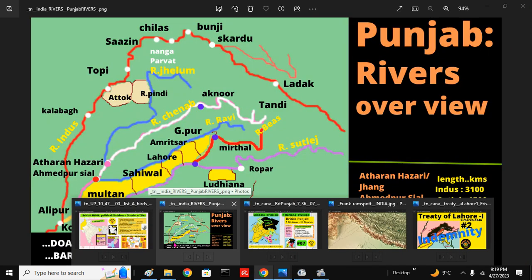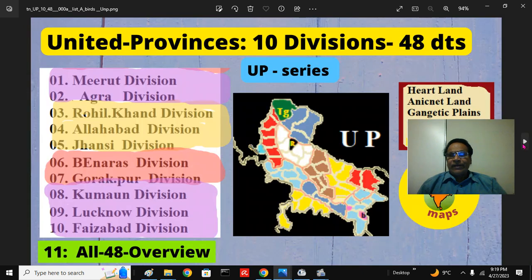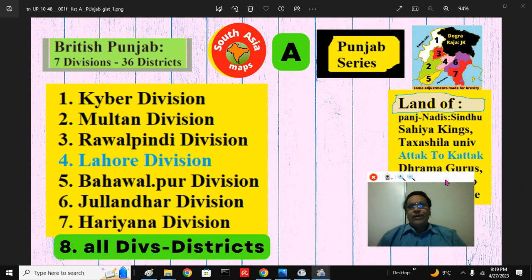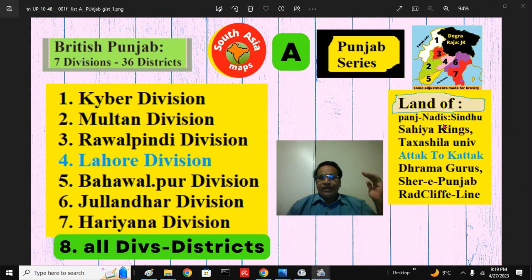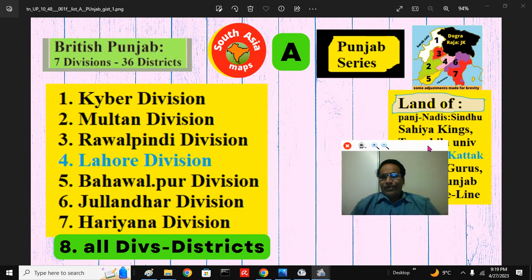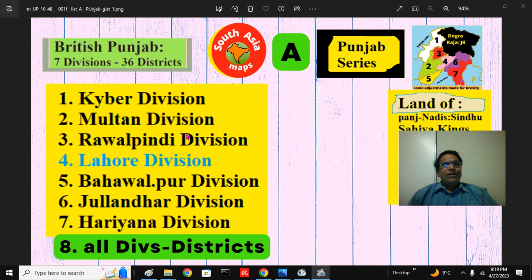And of course, this is our fascinating series, the Punjab series, the land of Panj Nadis, land of the sacred Sindhu, the Shahiya kings, and the land that hosted Takshashila University. The concept of Attak to Kattak, Kattak to Attak emanates from this land of Dharma Gurus, the Sikh Gurus, land of Sheri Punjab, and of course the land of the Partition line, the Radcliffe line. That is the Punjab series.